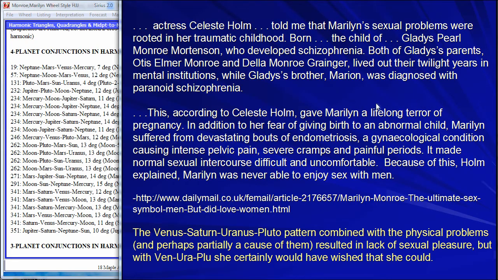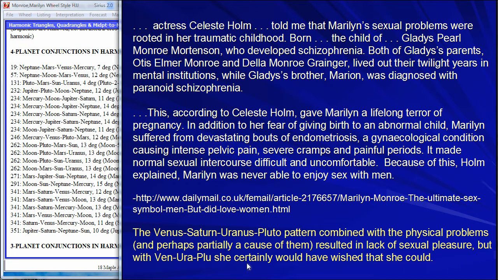Plus, what's not shown in the chart is a lot of the environmental conditions, that there is schizophrenia and mental illness running in the family like crazy. And Marilyn Monroe is not paranoid. She's intelligent. She's got mental problems running through the family. It's going to make her concerned about having a child. So she's got a lot of confusion and complex things going on. The Venus, Saturn, Uranus, Pluto pattern combined with the physical problems, and probably helped contribute to them, but it's also largely genetic as well, resulted in a lack of sexual pleasure.